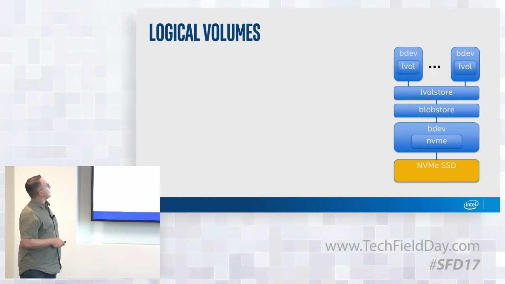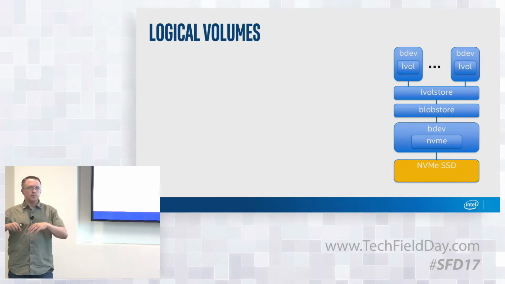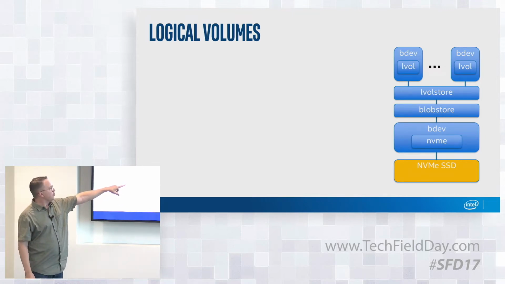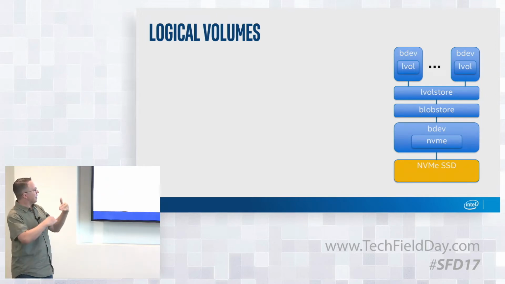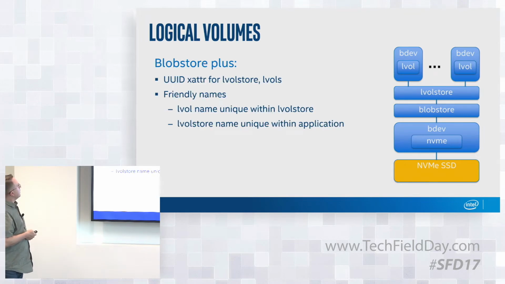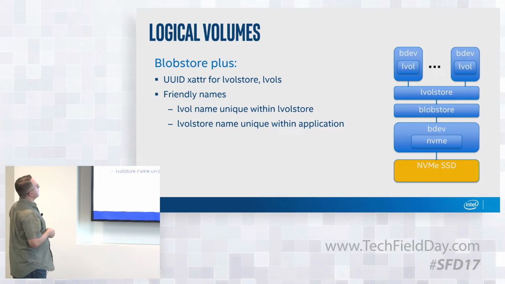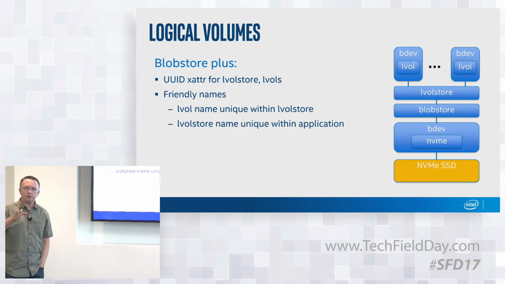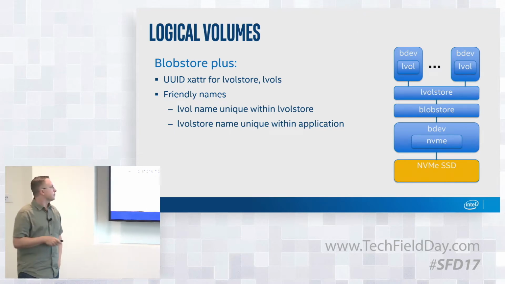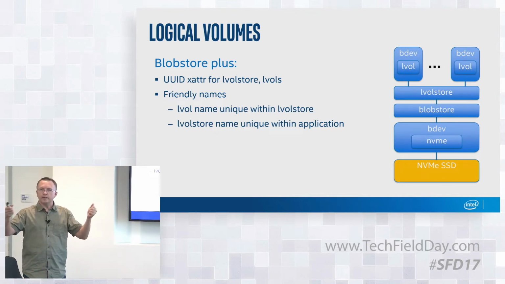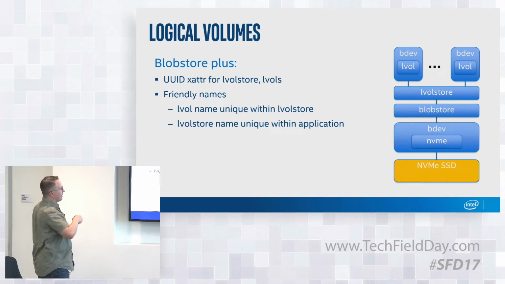When we look at this logically in SPDK, everything is built around bdevs. You have your NVMe namespace, which is a block device. You put a blob store on top of it, and then we have this layering. When we talk about logical volumes, it's effectively blob store, but we add a few extra attributes on top of it. We have a UUID so that we can uniquely identify not only the logical volume store itself, but also each of the logical volumes, meaning that if you were to move this logical volume store from one system to another, you could still identify it in the new system. And then we still have friendly names as well.